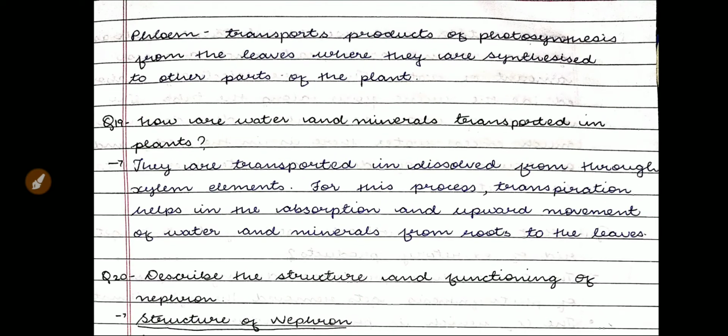Phloem transports products of photosynthesis from the leaves where they are synthesized to other parts of the plant. Next question is, students, how are water and minerals transported in plants? They are transported in dissolved form through xylem elements. For this process, transpiration helps in the absorption and upward movement of water and minerals from roots to the leaves.